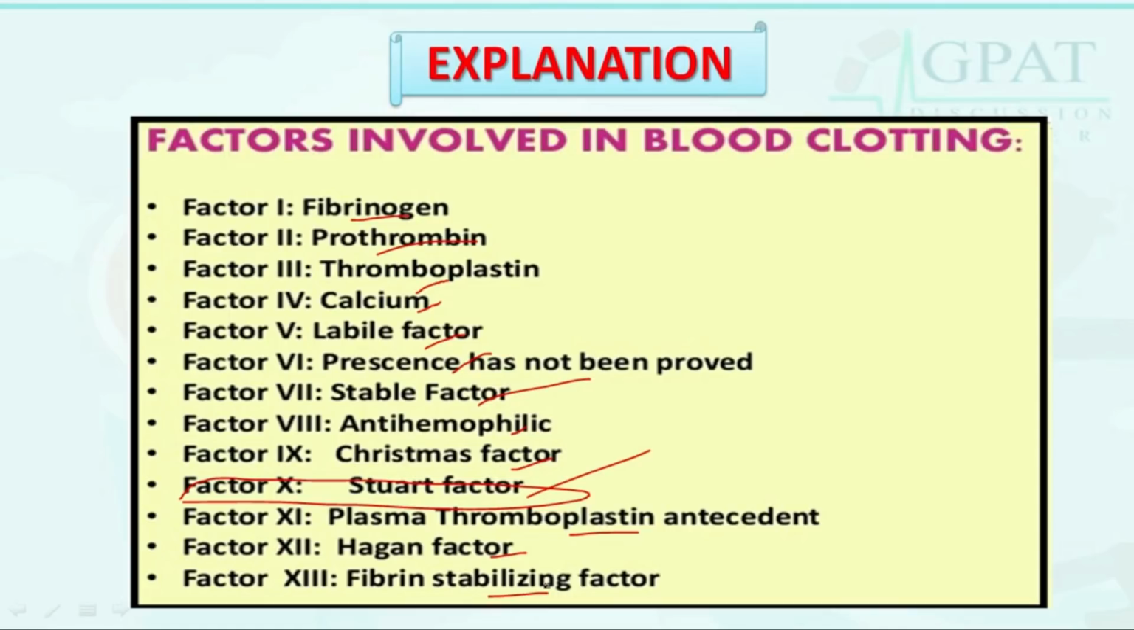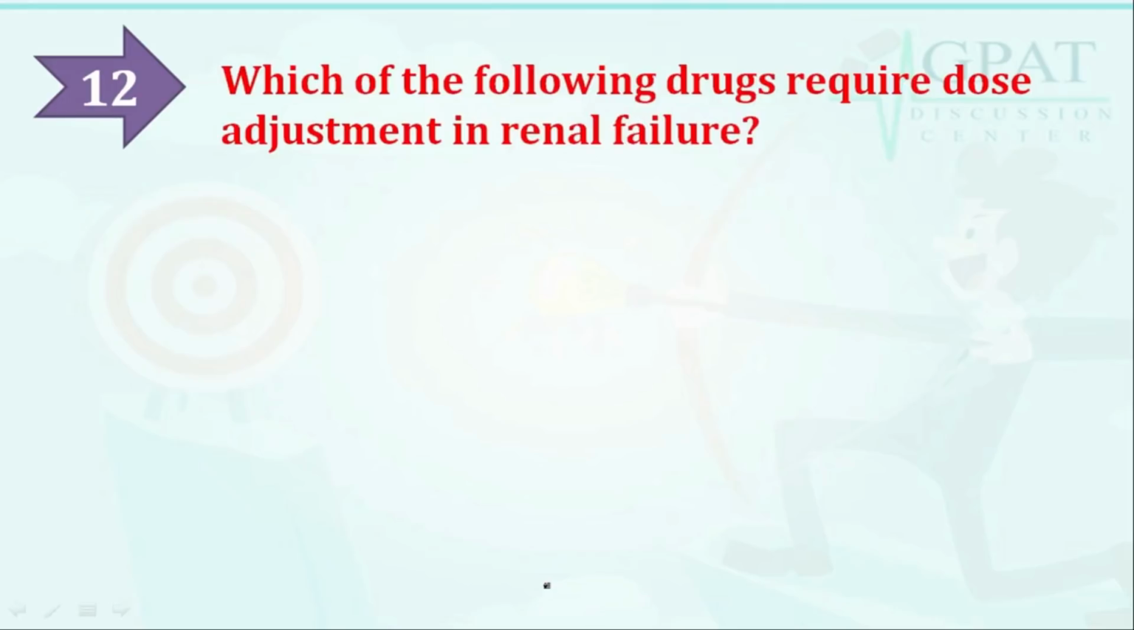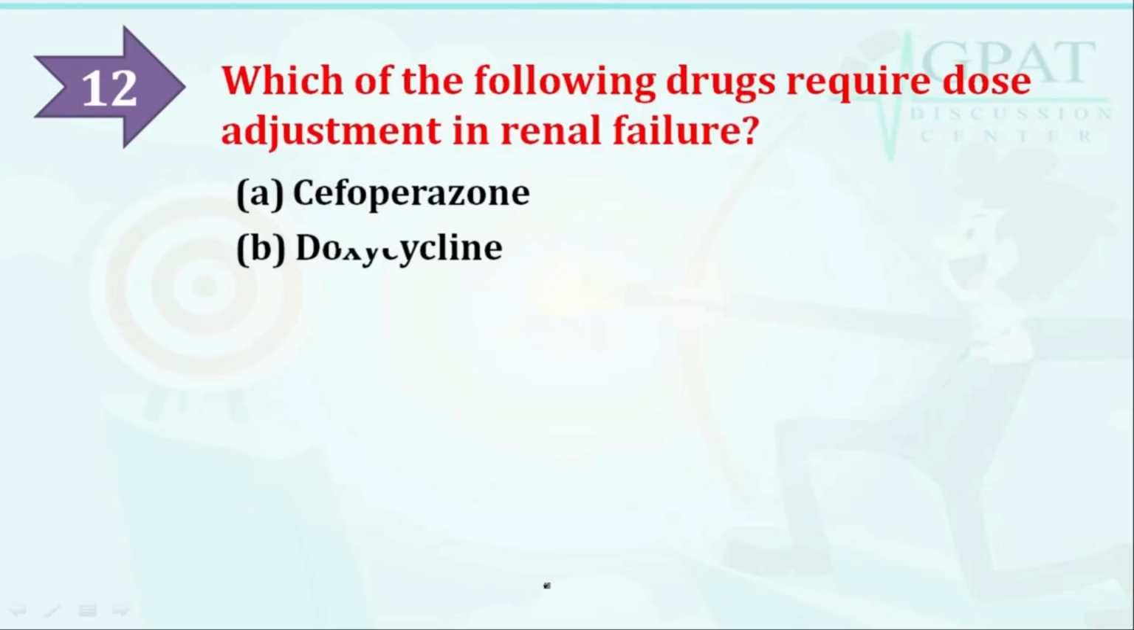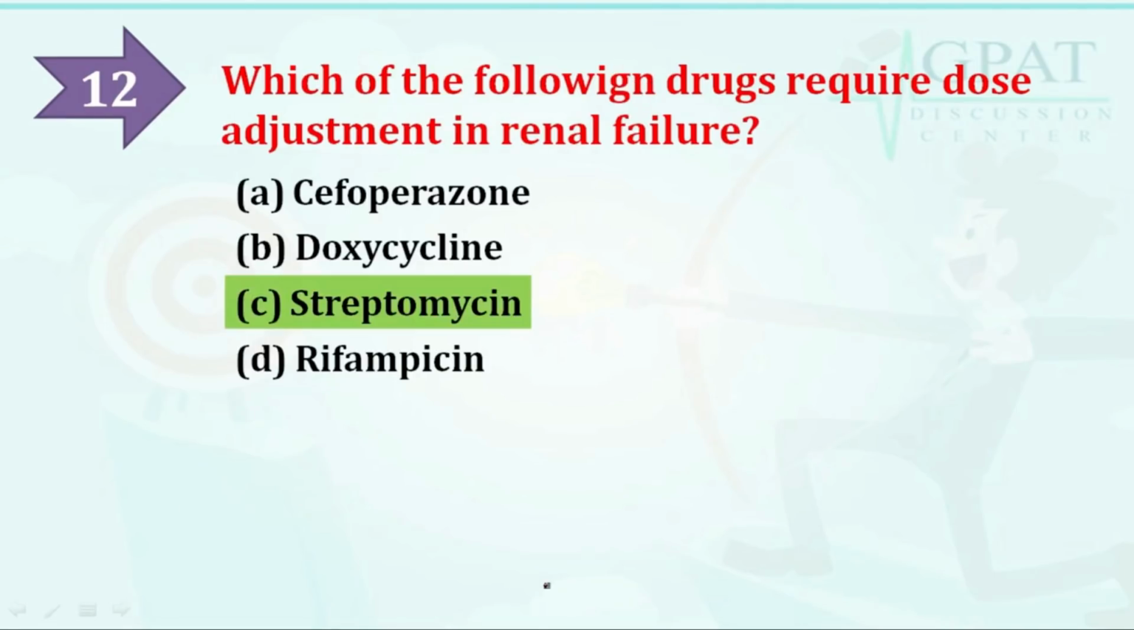So moving on to the next question. Which of the following drugs require dose adjustment in renal failure? Option A cefoperazone, option B doxycycline, option C streptomycin, option D rifampicin. So which of the following drugs require dose adjustment in renal failure? So the correct answer is streptomycin, it requires dose adjustment in renal failure.